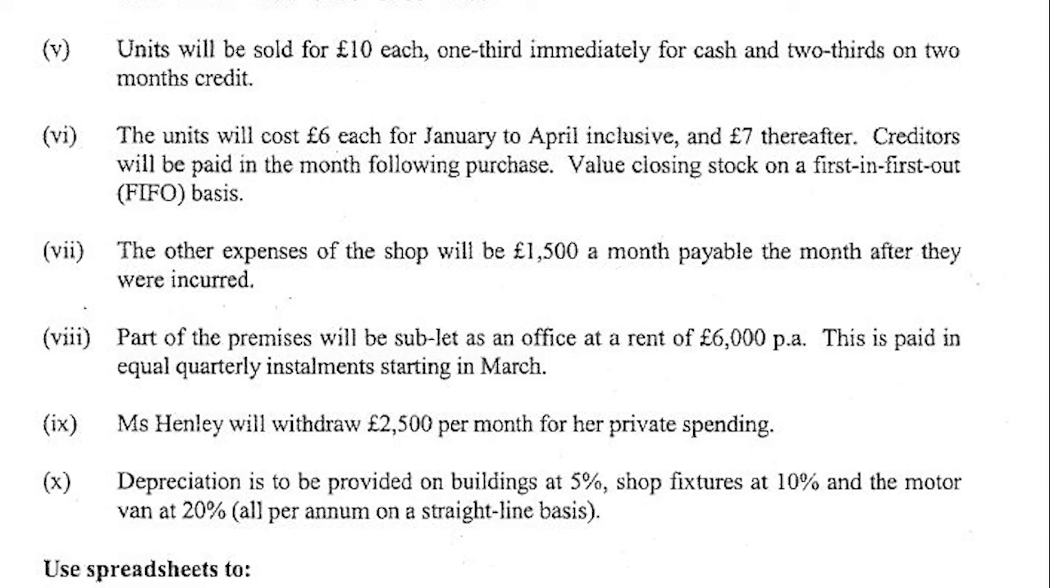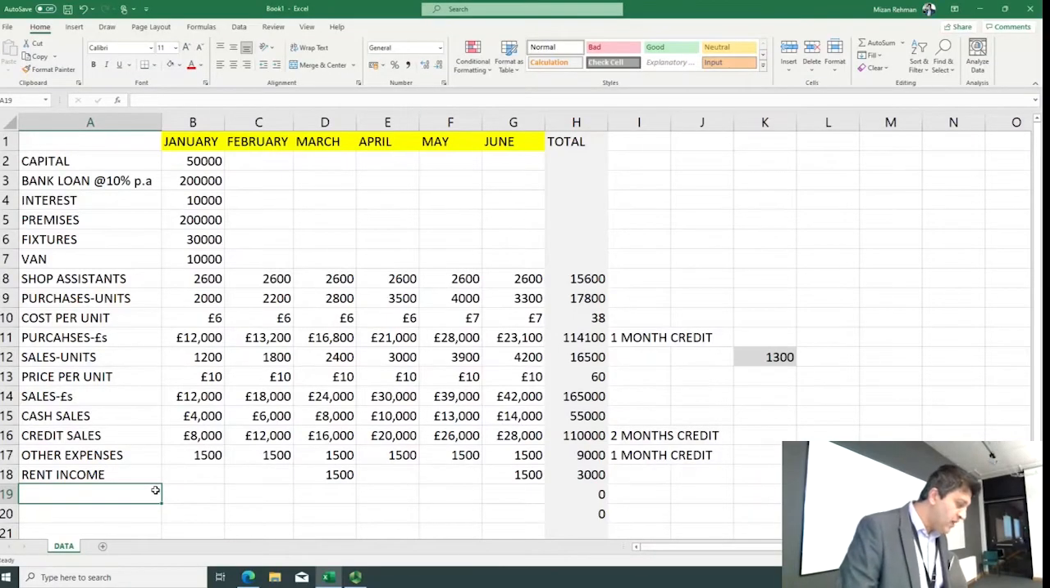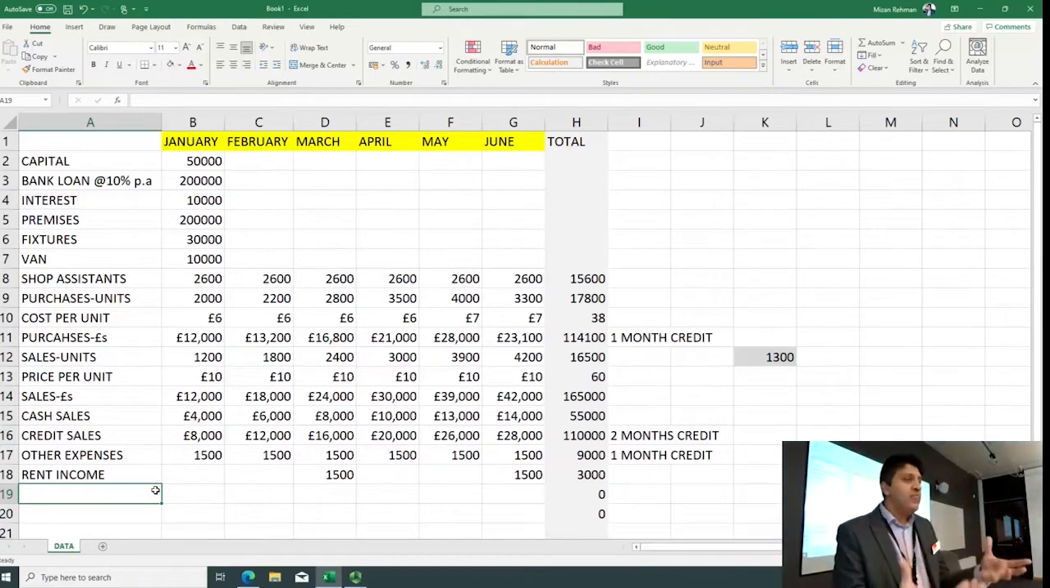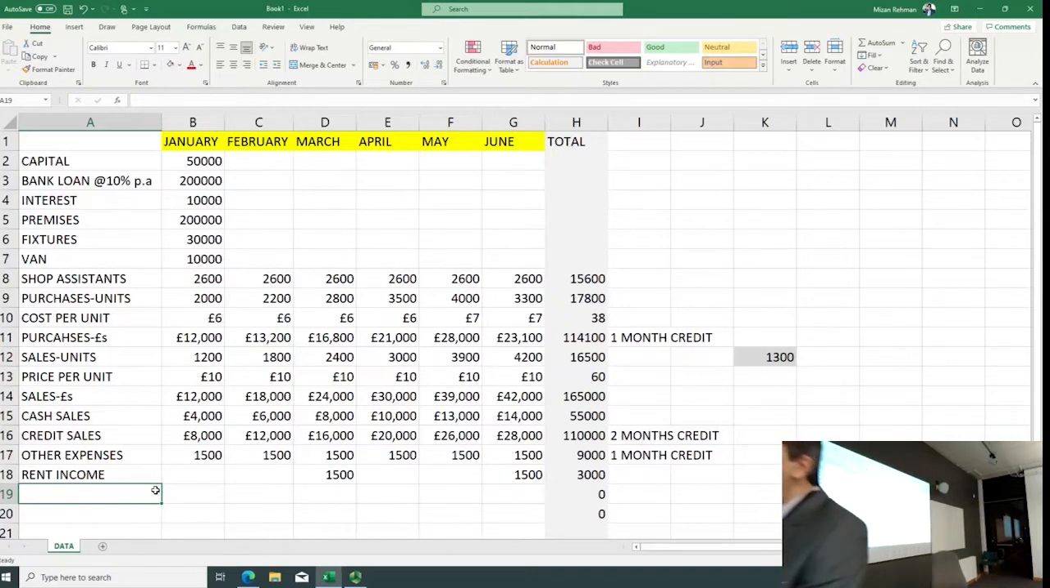9. Ms. Hanley will withdraw 2,500 per month for her private spending. Okay, so it's called drawings. When sole traders and partnerships withdraw money for their own use, it's called drawings. But large companies, in the previous study units, we looked at PLCs and limited companies, when they withdraw money from their business, it's called a dividend.